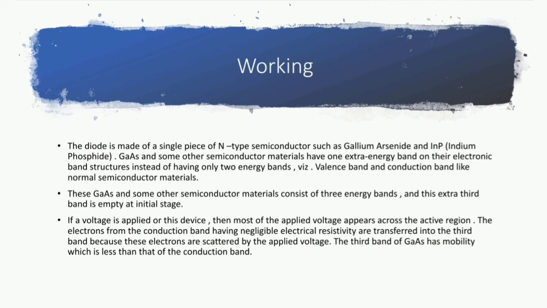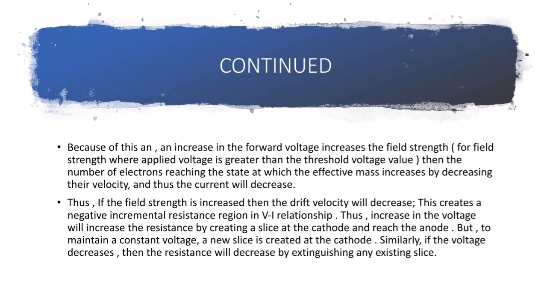region. The electrons from the conduction band having negligible electrical resistivity are transferred into the third band because these electrons are scattered by the applied voltage. The third band of GaAs has mobility which is less than that of the conduction band. Because of this, an increase in the forward voltage increases the field strength, that is, for field strength where applied voltage is greater than the threshold voltage value, the number of electrons reaching the state at which the effective mass increases, decreasing their velocity, and thus the current will decrease. Thus, if the field strength is increased, then the drift velocity will decrease.